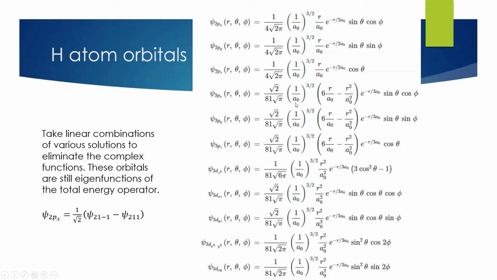We could set this equal to 0 and ask when 6r over a naught equals r squared over a naught squared. And we can get a value for when this would equal 0, and that will be the distance of our radial node. This term here is an exponential decay, so it's never equal to 0. And then we have a cosine theta. We talked about that before: cosine theta is going to be 0 at theta equals pi over 2, which corresponds to the xy plane. So we can see that this 3pz orbital has a node in the xy plane, and it also has a node at a specific radius, which we understand should be the case for a 3p orbital from Gen Chem.